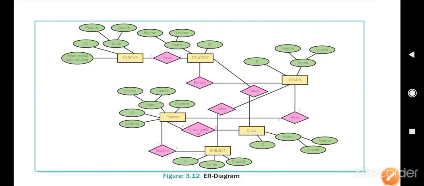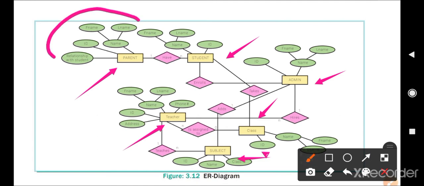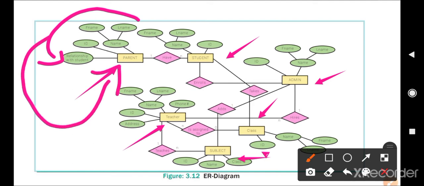This is the ER diagram for the school management system example. Parent as an entity, student as an entity, admin as an entity, teacher as an entity, subject as an entity, and class as an entity. We have six entities here. These are the attributes of the parent entity. Can you understand the concept now? Similarly, these are the attributes of the student entity. This is the ER diagram.